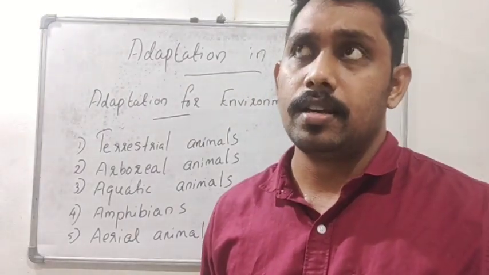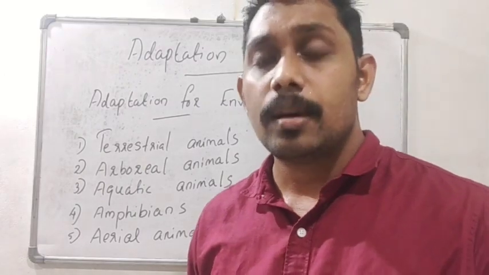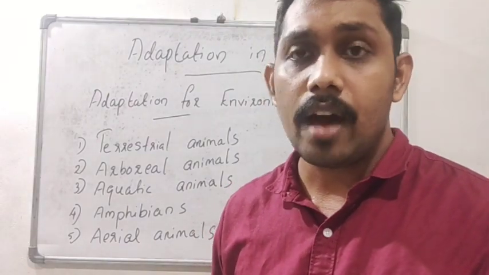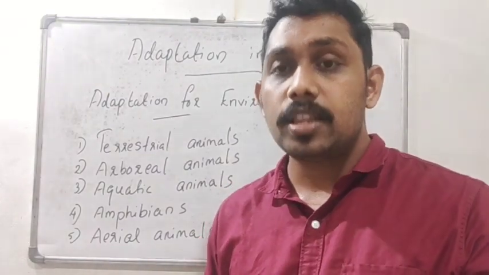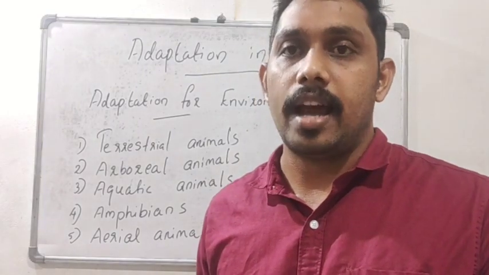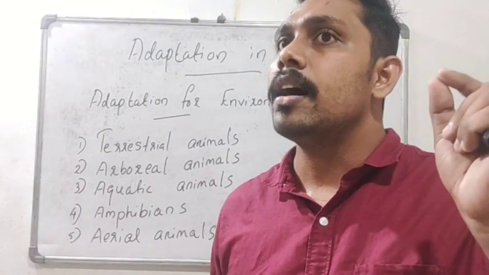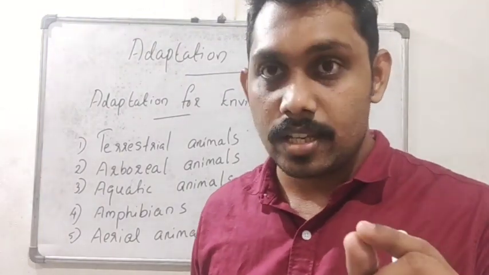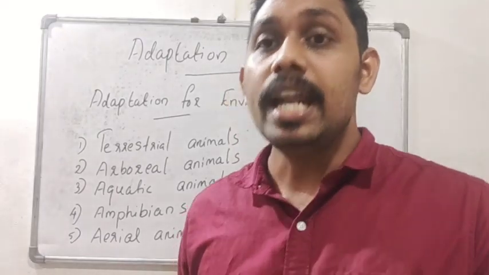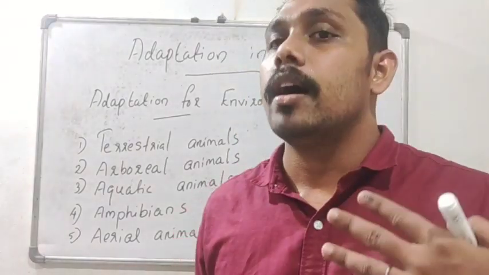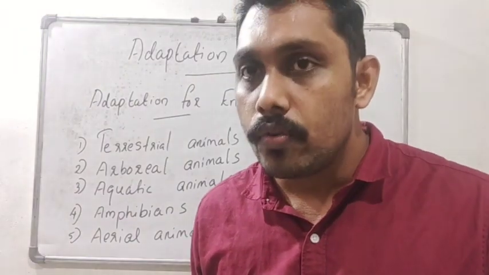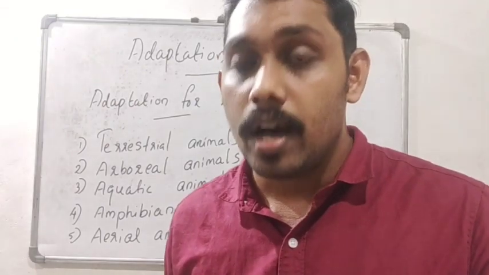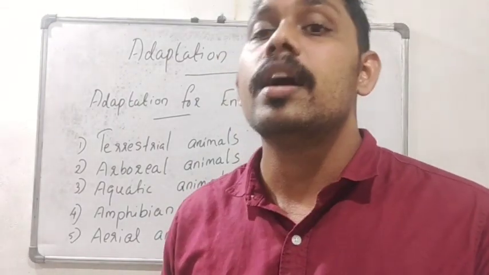Some aquatic animals like dolphins and whales do not have gills. They breathe through their lungs. So dolphins and whales do not have gills, so they breathe through their lungs. Okay, my dear students, dolphins and whales do not have gills, so they breathe through their lungs.